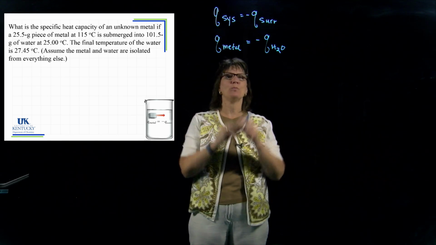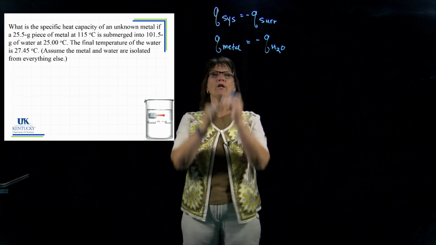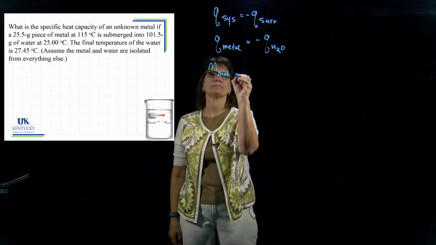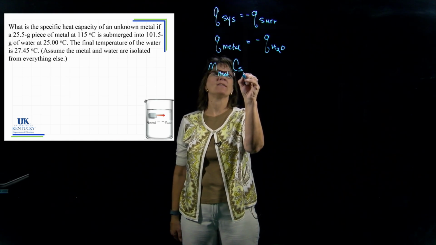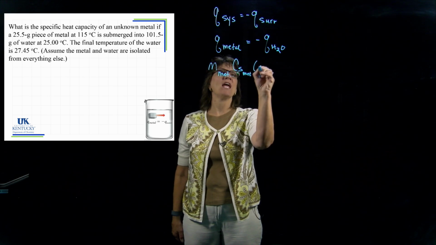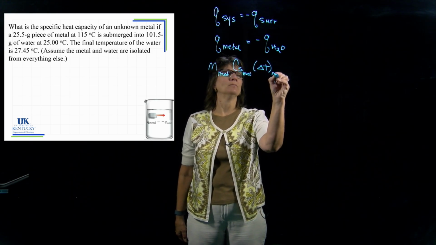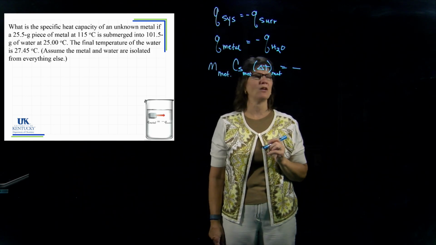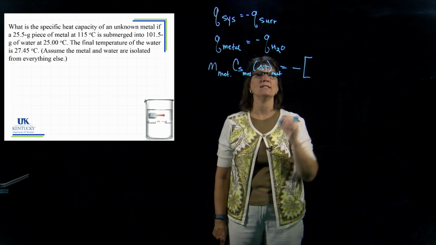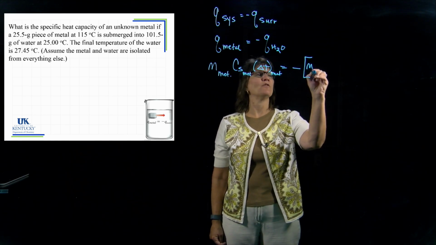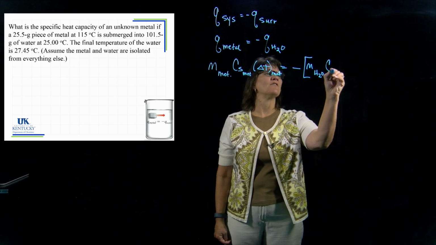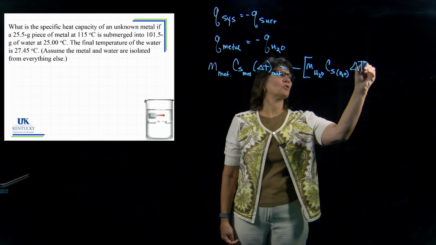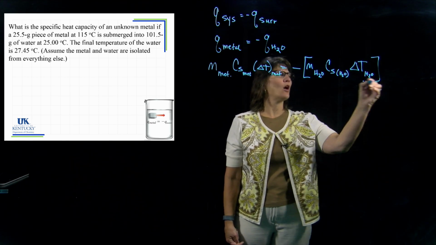So now let's break these two pieces apart a little bit more. What do I know about the metal? I know that whatever the mass of the metal is, times the specific heat capacity of the metal, times the change in temperature of the metal, is equal to all of that for the water, but there's a negative sign there, so we got to make sure we don't drop that negative sign. Really easy to do. We have the mass of the water. We have the specific heat capacity of the water. And we have the change in temperature of the water. So those are all the pieces that we know.